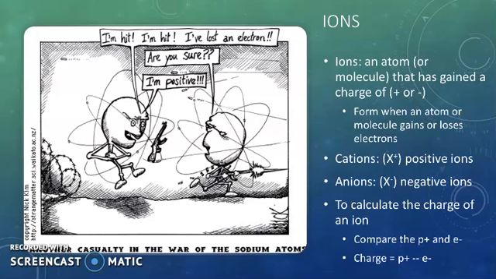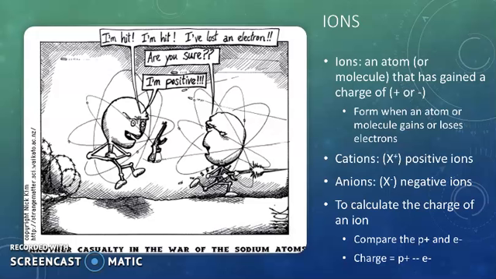When you talk about ions, ions are an atom or molecule that has gained a charge of plus or minus. So they form when an atom or molecule gains or loses electrons. Cations have a positive charge. They are your positive ions. And anions have a negative charge. They are negative ions.